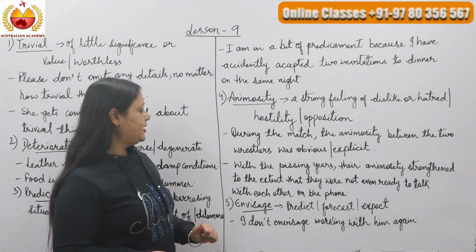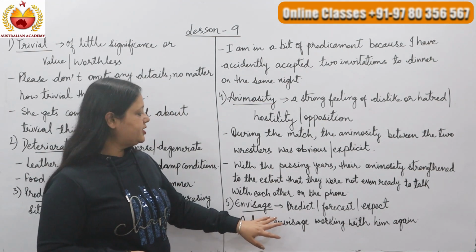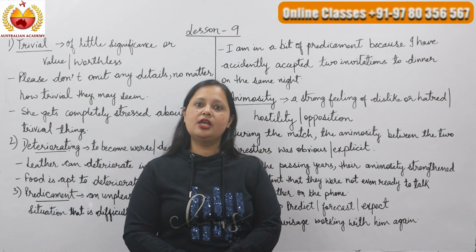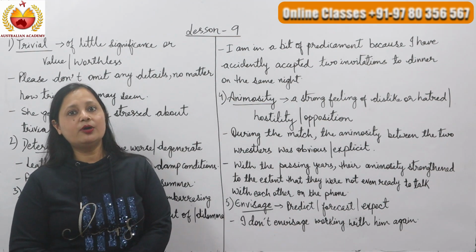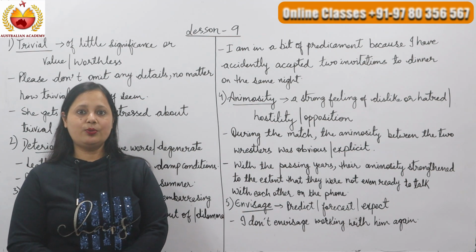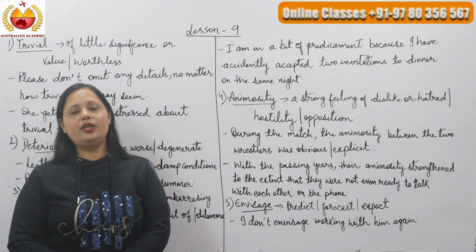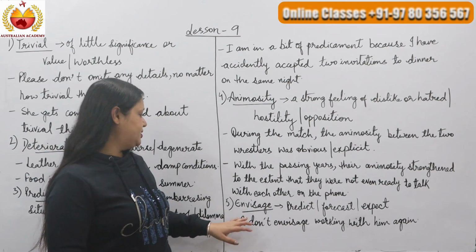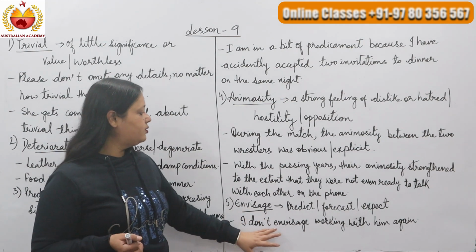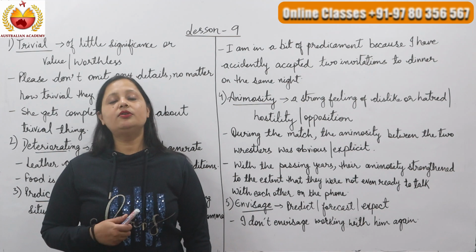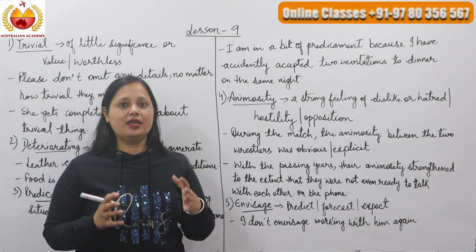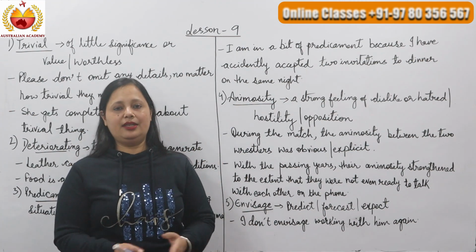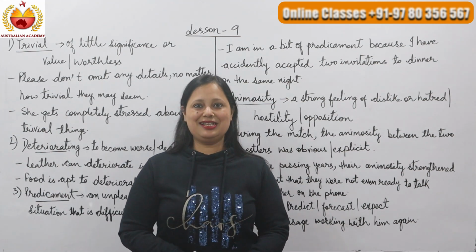Okay. The next word we have is envisage. Envisage means predict, forecast or expect. So when you expect something to happen, this is for the future. When you forecast, if I am thinking about what might happen tomorrow, what might happen next week, what might happen next month, whenever I am thinking about any future incident, that is envisage. For example, I don't envisage working with him again. I don't expect working with him again means I cannot really think that there will be a day when I'll be working with him again. Okay. So I hope these words are clear to you.